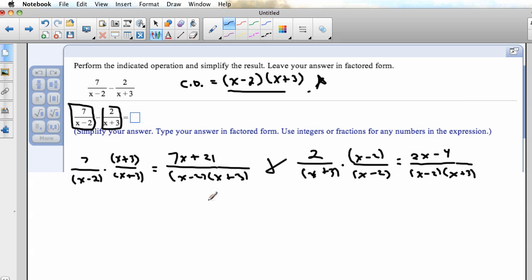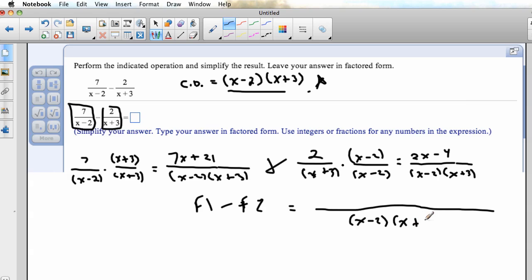So now, when I take fraction number 1 minus fraction number 2, it's going to look like this. I'm going to have one big fraction. The denominator is going to be the common denominator. That was the whole point. And in the numerator, I'm just going to have the subtraction of the two numerators that I had. So the first fraction's numerator is 7x plus 21. And notice how I'm putting parentheses on this.